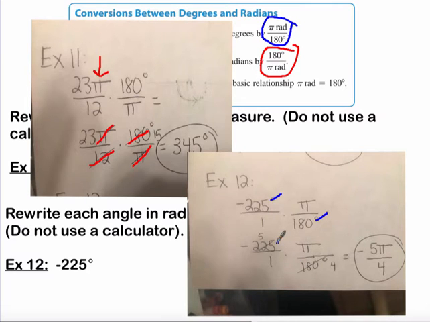So similar to before, I can cancel those degrees. Then I ask myself, what goes into 225 and 180? I know the largest number that goes into that is 45. 45 goes into 180 4 times. 45 goes into 225 5 times. Now if I multiply across, I have negative 5 pi all over 4.